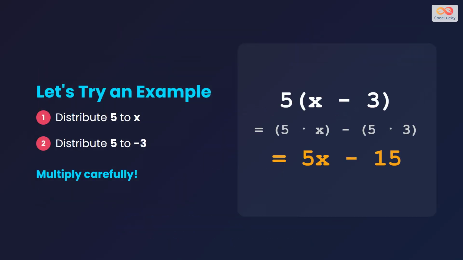Let's look at a simple example with positive numbers. We have 5 times the quantity x minus 3. Step 1 is to multiply 5 times x. Step 2 is to multiply 5 times 3, keeping that subtraction sign. 5 times x is 5x, 5 times 3 is 15. So our final answer is 5x minus 15.